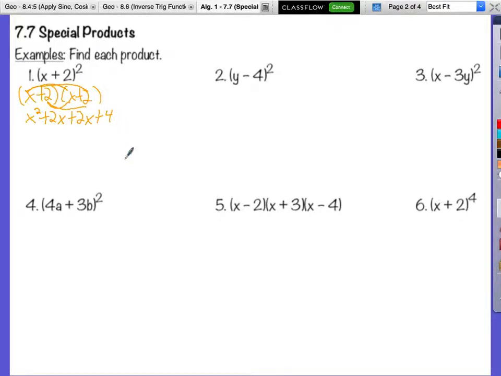And now what do we do? Are we done? Combine like terms. What can we combine here? 2x and 2x. So we get x squared plus 4x plus 4. And that's our answer, right? Yes.